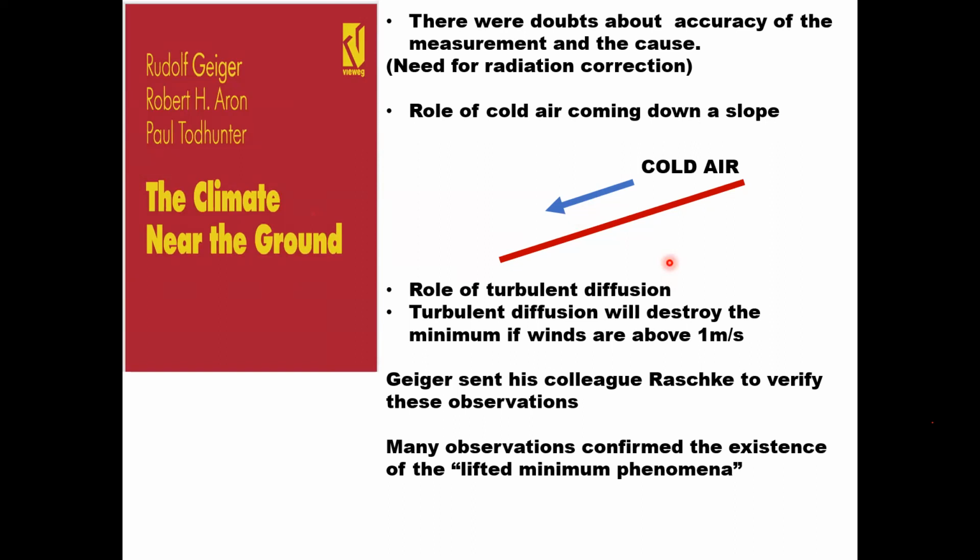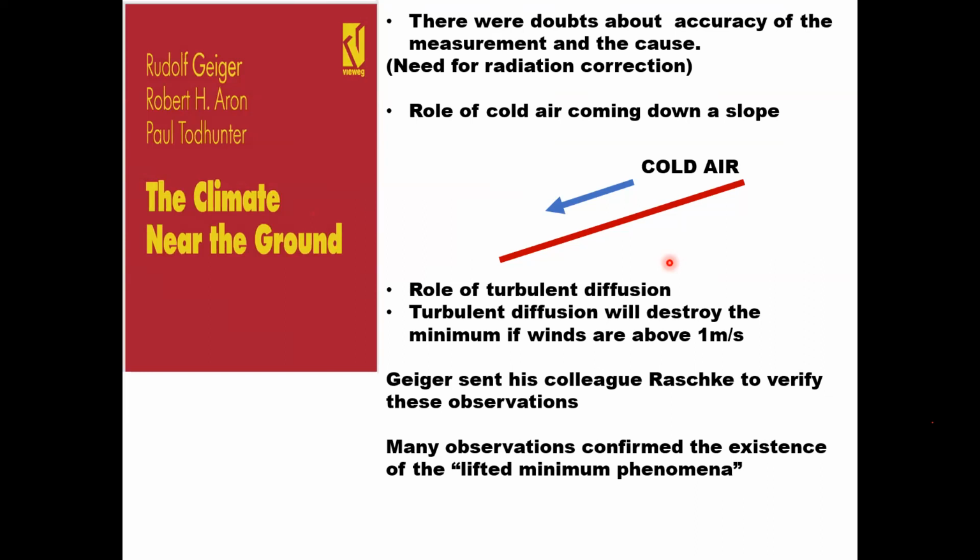So Geiger sent his colleague Raschke to India because he was very keen on checking these observations. He came to India and made measurements in Pune. And while doing that, he did a very nice experiment in which he took a piece of stick and waved it in front of the measurement device, and the minimum disappeared. So he showed that even a minor disturbance kills the minimum. So turbulence cannot play a role. Okay.